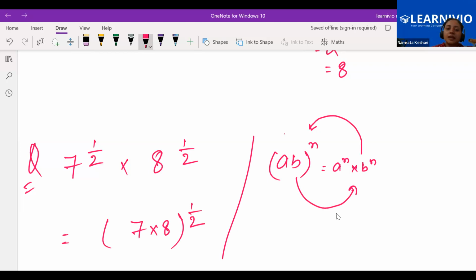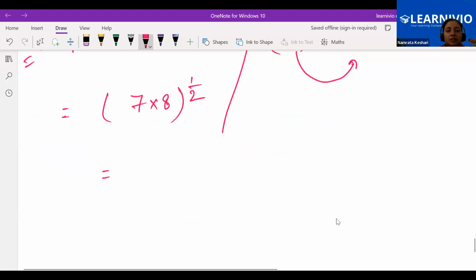Yes, ma'am. 7 8s are 54? No. Farhan, Ayan, 7 8s are? Yes, ma'am. 7 into 8 is what? Ma'am, 56. 56 to the power 1 by 2 is the answer. Any confusion? No, ma'am. Next one.